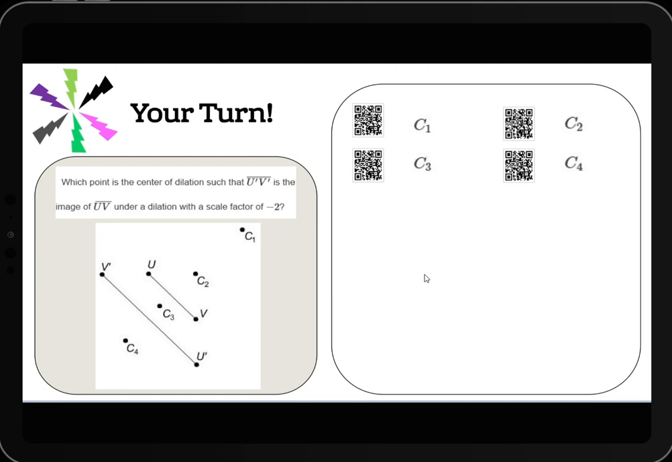You should have selected C3 as an answer. In this particular case, C3 is right here. Right away, I can tell if I connect U and U prime, it's not perfect. It's not as straight as I may have liked it, but it connects the two, which is exactly what we said it should do, right?